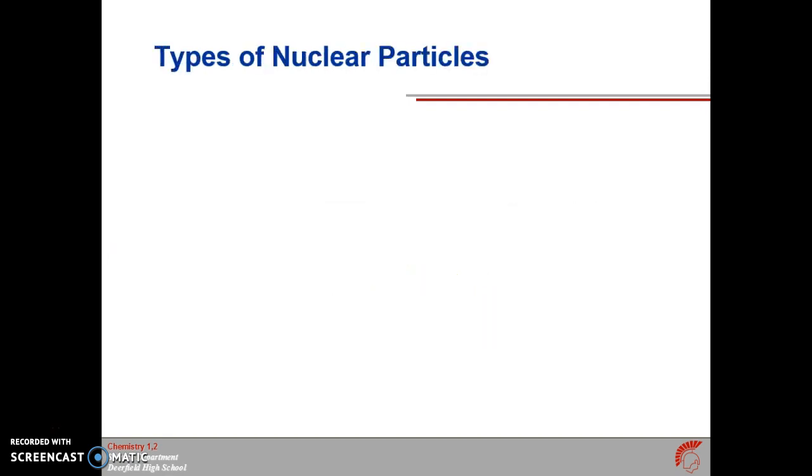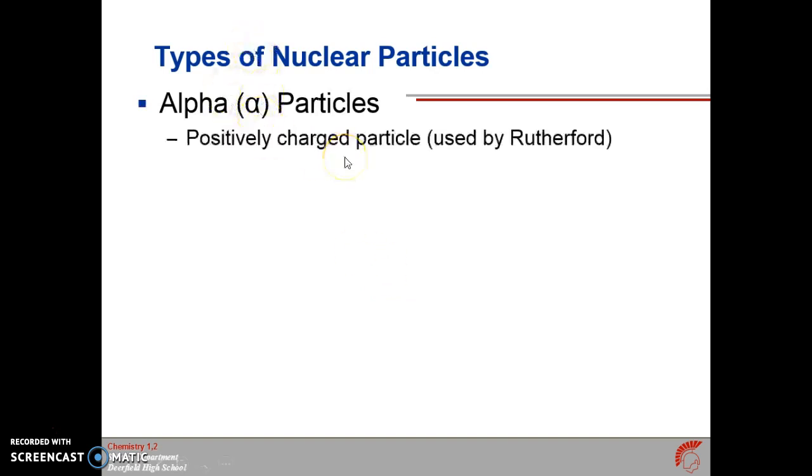So we're going to introduce you to 6 different types of particles and give you a little information about each of them. Alpha particles, named for the Greek letter alpha, are positively charged particles. Those are what Rutherford actually used to figure out that there was a very small, very dense, very positively charged nucleus in the atom.